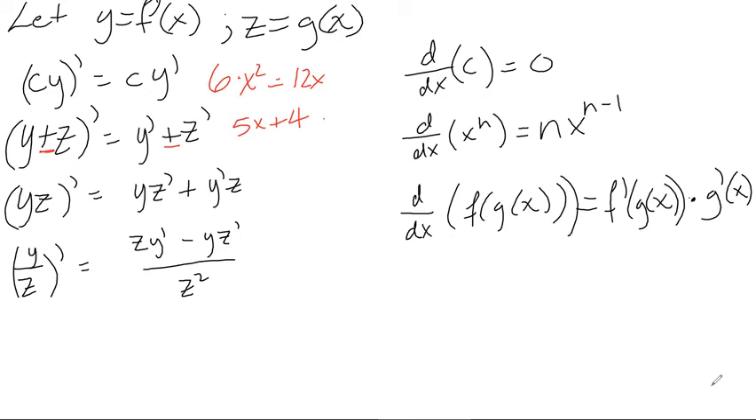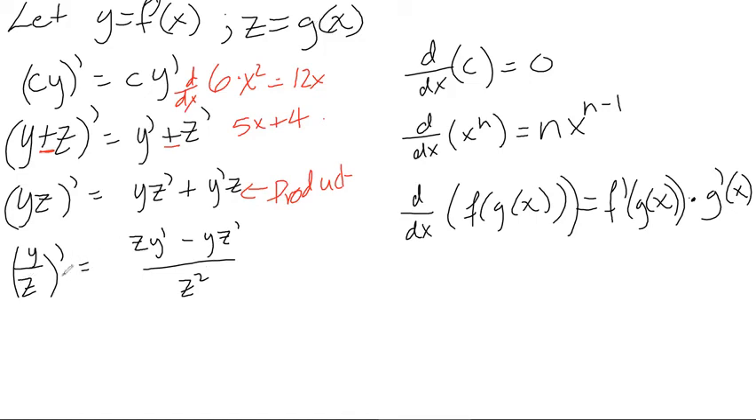Now, if we try doing the derivative of y times z, this is called the product rule. We would just be multiplying out the function y times the derivative of z, and then adding the derivative of y multiplied by z.